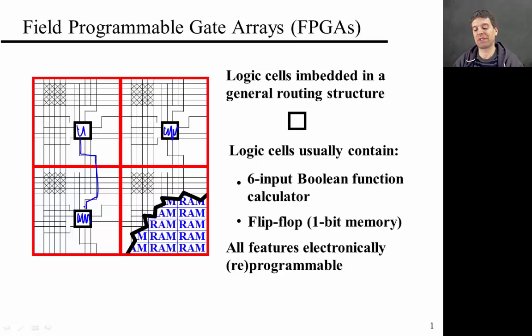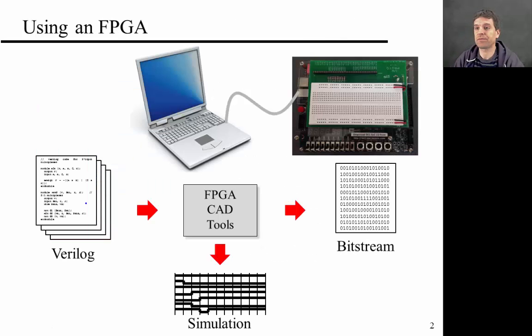So this is general purpose in the sense that you can activate some of these connections and some of these logic functions such that you can instantiate or build any circuit that you want. And that, of course, makes it very useful for our lab. Okay, so how are you actually going to use FPGAs?